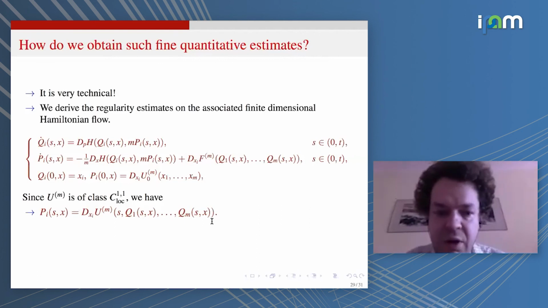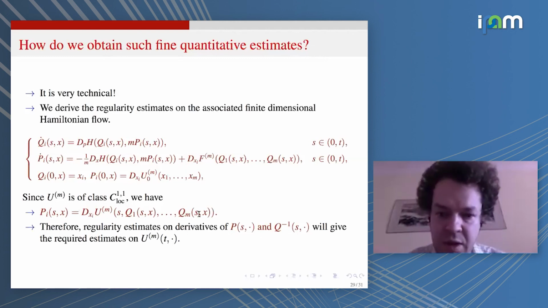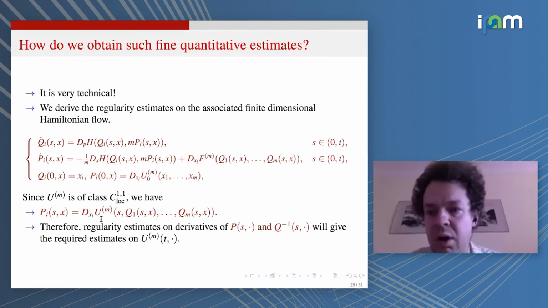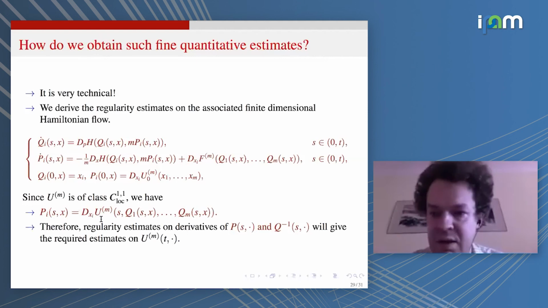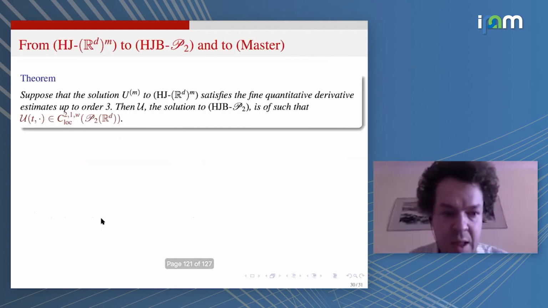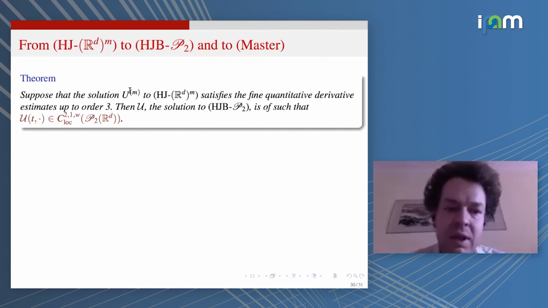And in particular, we know that this is nice because U is C11. So it was C11. We would like to go beyond that. So from here, if we understand the regularity properties of P and Q^{-1}, so the inverse of the mapping Q with respect to the initial condition, then we can translate all these estimates on the Hamiltonian flow to the regularity of the gradient of the value function. And this is what we do. And we have to compute nicely all the constants. So we are interested in all these constants. And this is a crucial theorem in our setting, which says that if u^m satisfies all those derivative estimates, U has to be in this class.